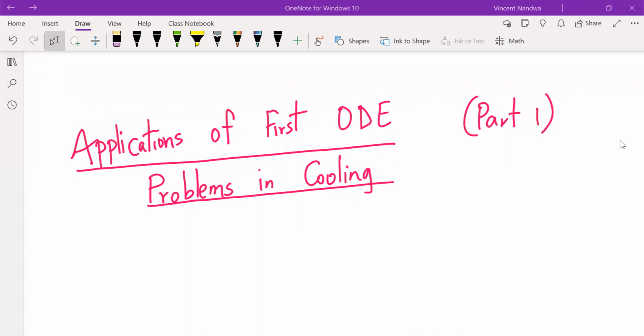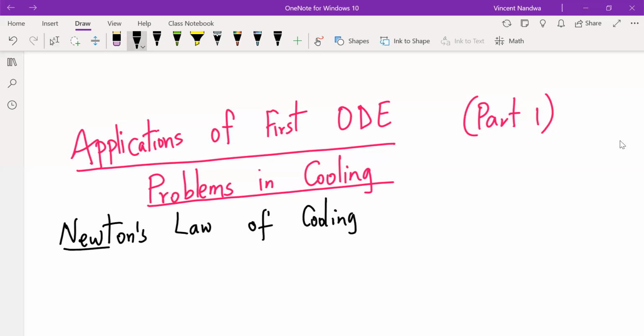Welcome back. In this session, we introduce the first application of first-order ordinary differential equations, more specifically to problems in cooling. So the first problem in cooling is the application of differential equations to Newton's law of cooling. First we state Newton's law of cooling and then solve the model that defines the cooling of a body. Thereafter, we'll do an example to illustrate how the model works.